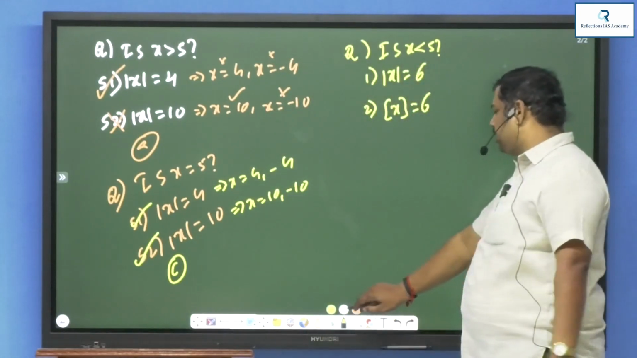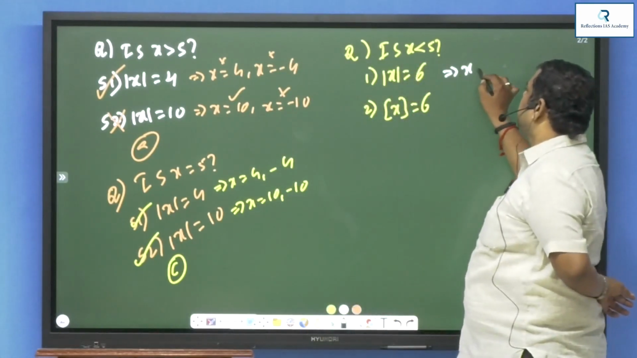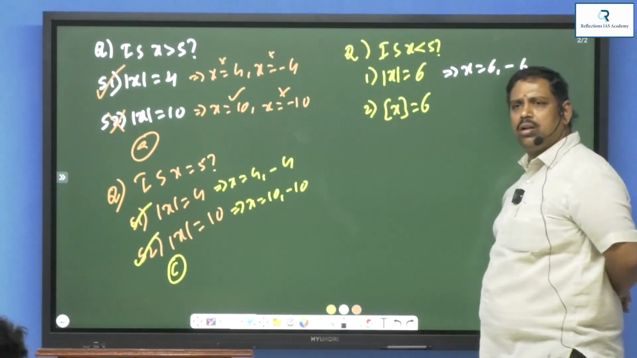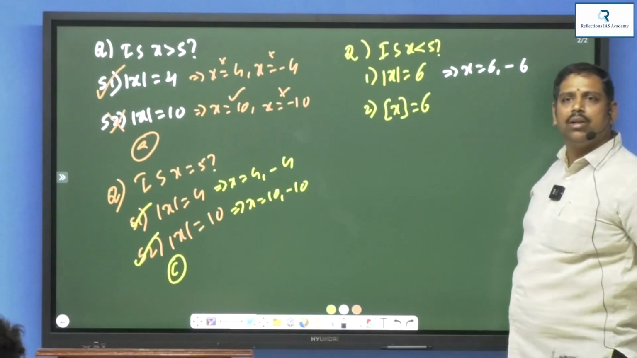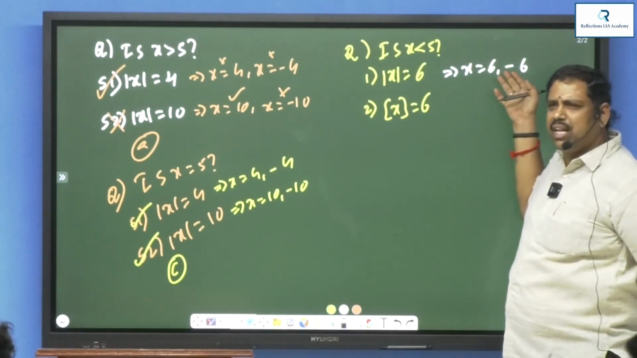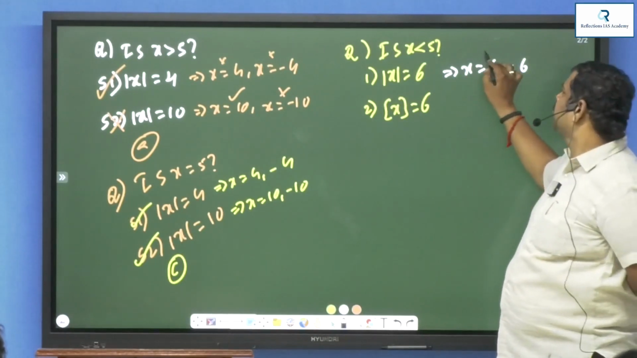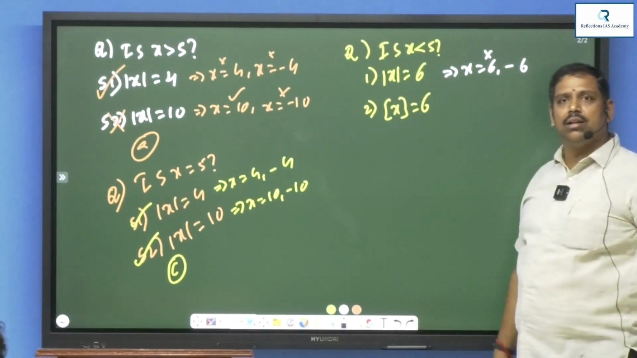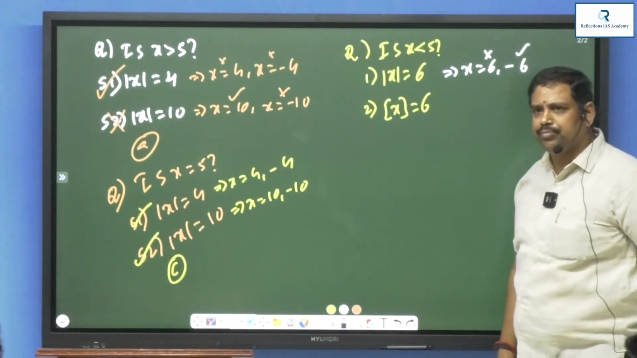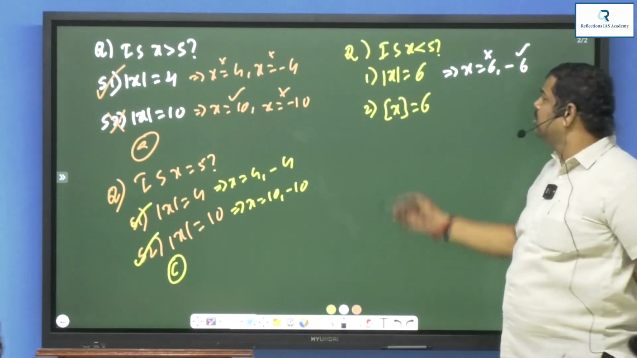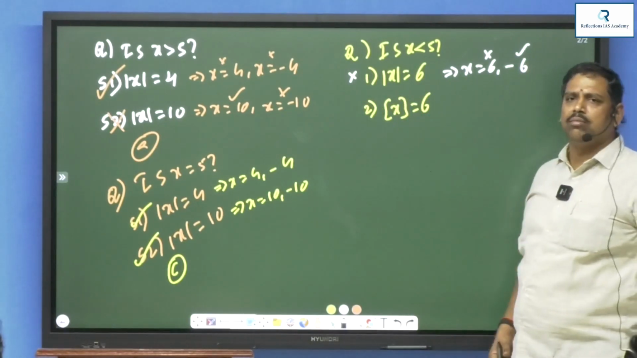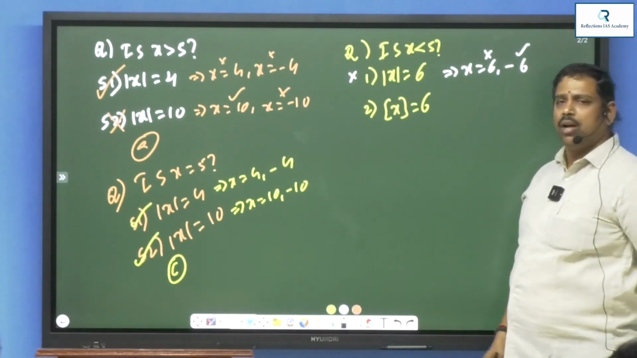Mod x is equal to 6 here. What's the value of x? Either 6 or minus 6. If it is 6, it is correct or wrong? Wrong. I am not asking x greater than 5 or not. I am asking x less than 5 or not. If it is 6, it means less than 5 or not? Not. If it is minus 6? Yes. Okay. Are you able to take a decision or unable to take? If you are unable to take that, how is this correct? If it is not correct, how will it become Chennai? Right or wrong? Go with the next one.